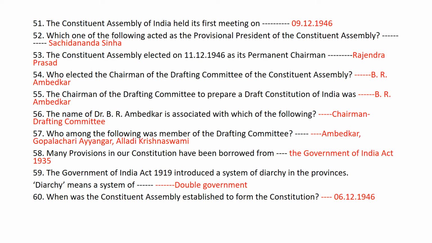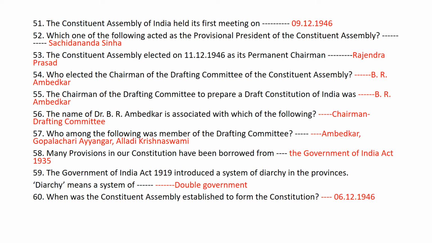Who was elected the chairman of the drafting committee of the Constituent Assembly? B. R. Ambedkar. The chairman of the drafting committee to prepare a draft constitution of India was B. R. Ambedkar. The name of Dr. B. R. Ambedkar is associated with which of the following? Chairman, Drafting Committee. Who among the following was a member of the Drafting Committee? Ambedkar, Gopalachari Iyengar, Alladi Krishnaswamy.